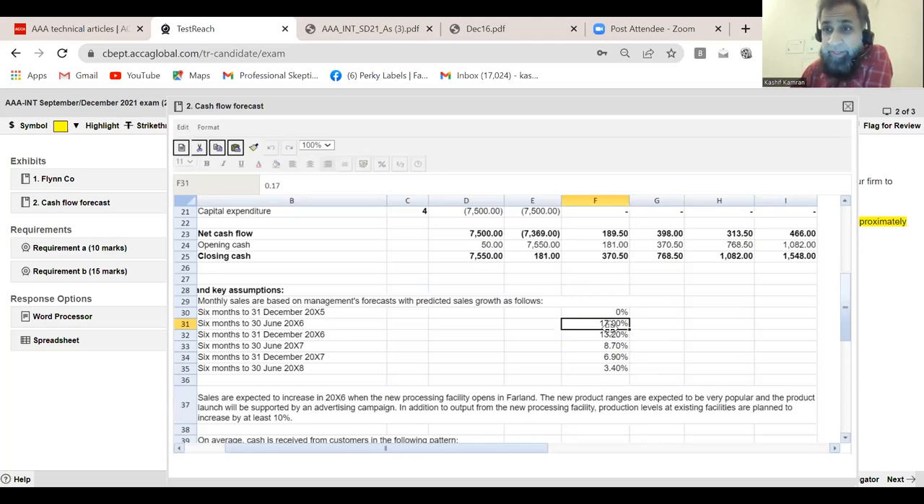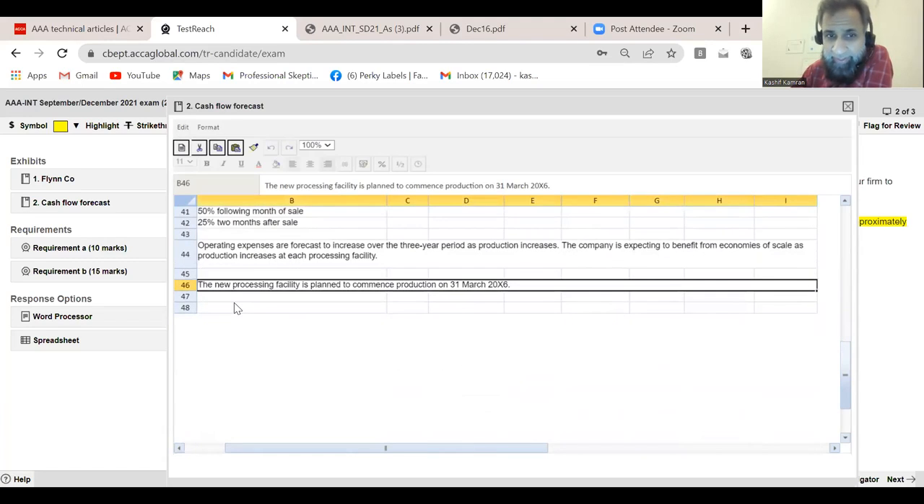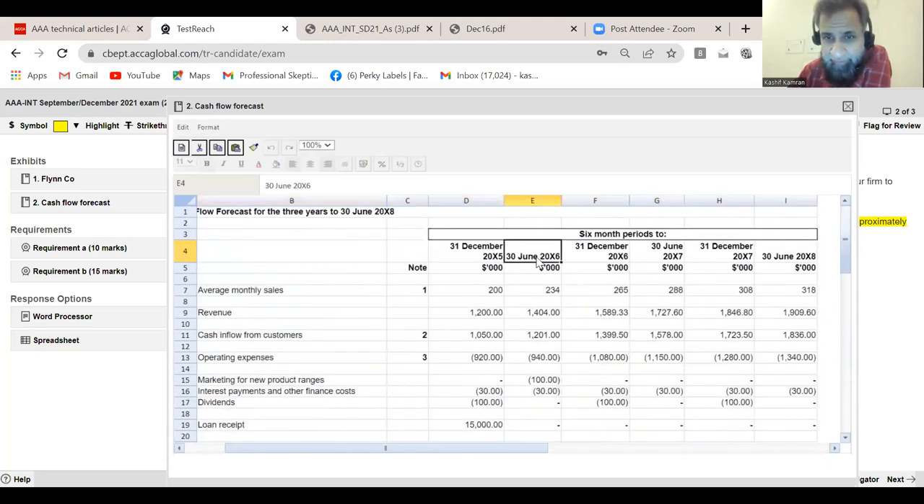Now, this is something interesting. Look at this. The new production facility is planned to commence on 31st of March. When will the new production facility commence? 31st of March, right? So that technically means from the 1st of April, the extra sales will come in. What is the 6 month ending here? The 6 month ending here is 30th of June.